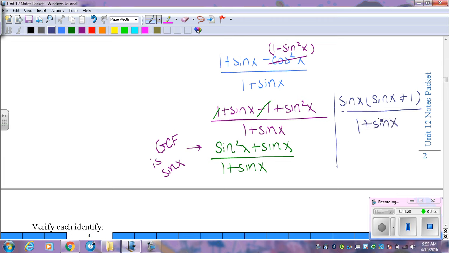Now, just like factors of x plus 3 and 3 plus x, isn't sine x plus 1 just the same thing as 1 plus sine x? Yeah, so we can just reduce those. So the only thing that we have left there is sine x. So that expression reduces down to sine x.